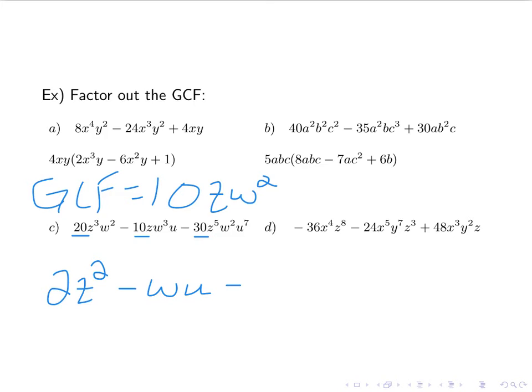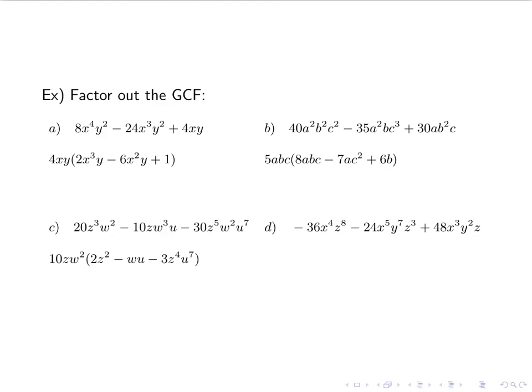For my third term, 30 divided by 10 is 3. Z to the 5th divided by z is z to the 4th. W's cancel again, and I still have my u to the 7th. So I have my two answers, I put them together, and my answer is the product of them. Okay, and then I have my fourth one.